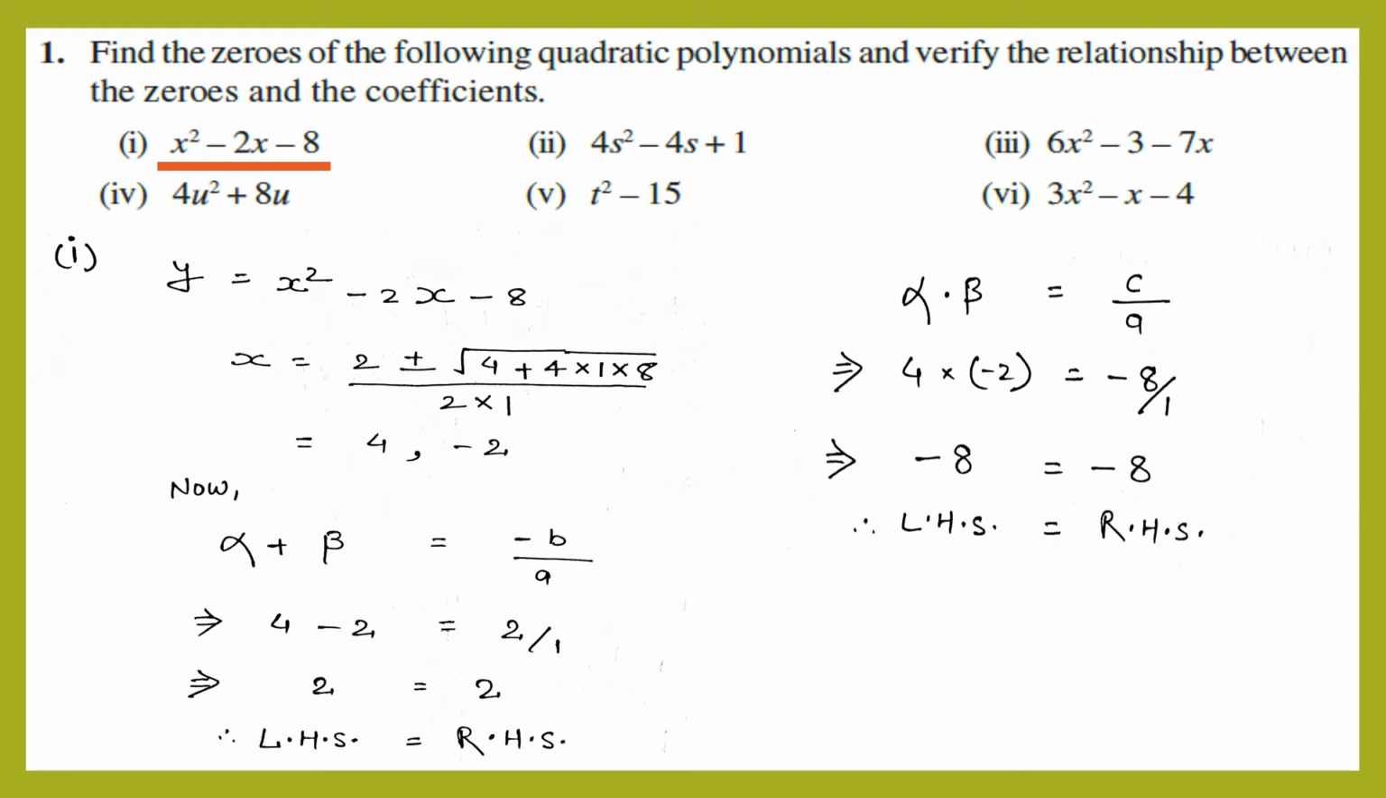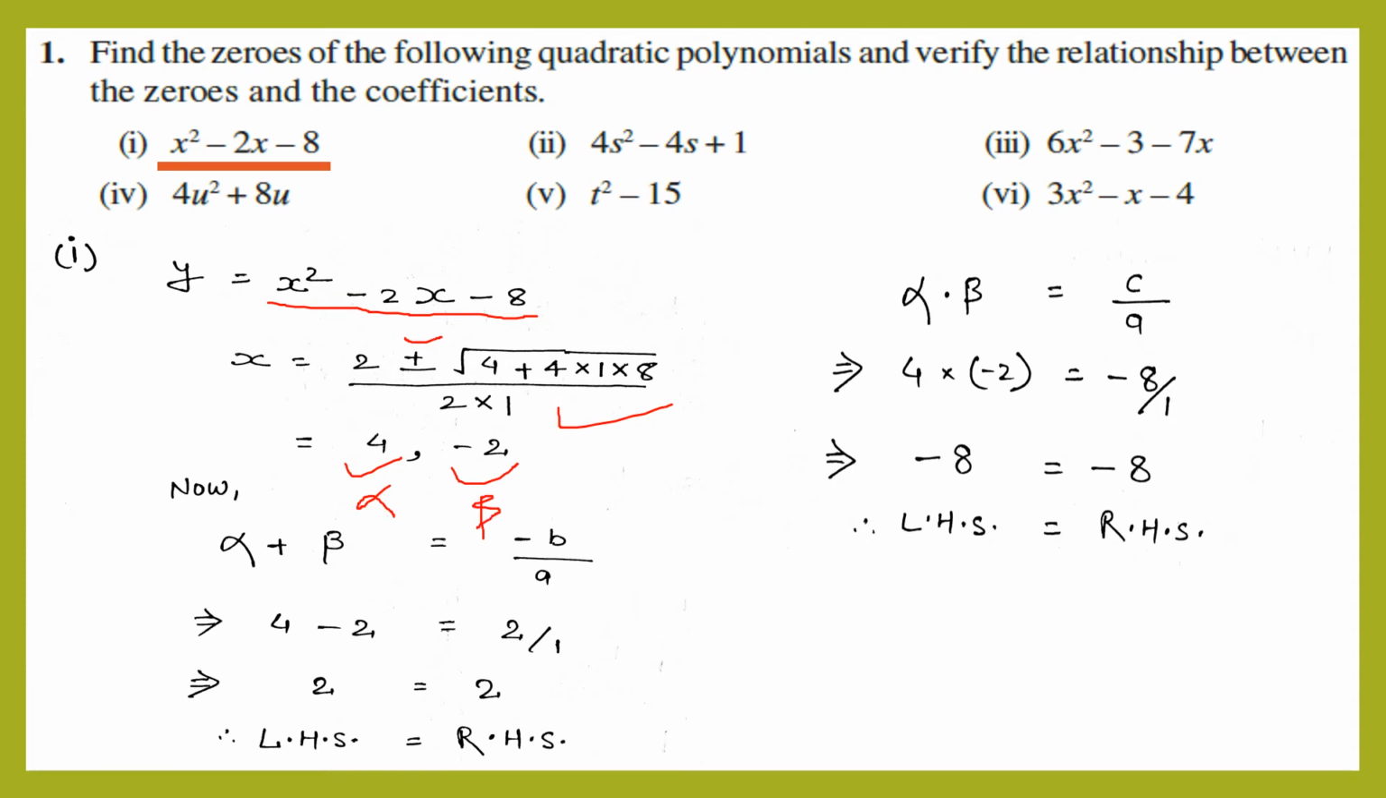So first one over here is x square minus 2x minus 8. First of all, we will apply the Sridhar Acharya's rule, that is x equal to minus b plus minus root under b square minus 4ac divided by 2a. So based on the plus and the minus operation over here, you will find two different roots, 4 and minus 2. We'll take one as alpha and other as beta, and now we will try to establish the relationship.